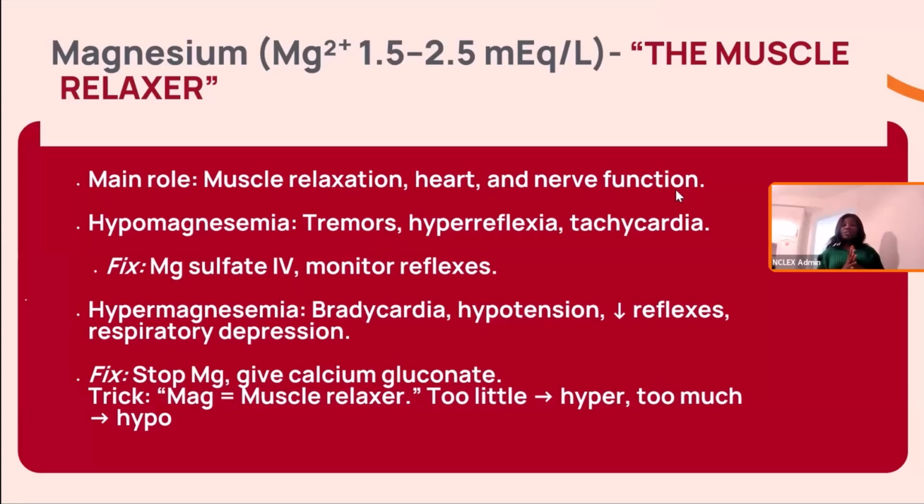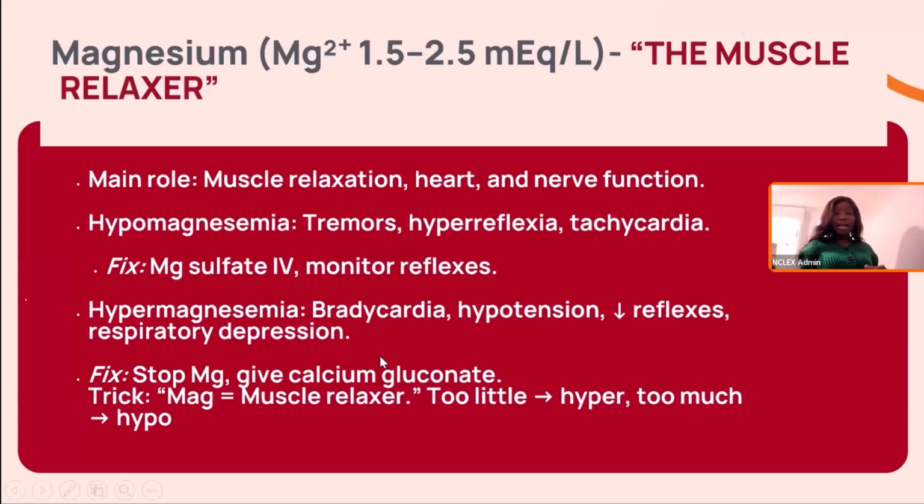So the main role is muscle relaxation. It has effects on the heart and the nerves. So if you do not have enough magnesium, that is hypomagnesemia, you're having some tremors, there's hyperreflexia, and then the heart rate is increased. So magnesium is low. If I want to fix it, magnesium sulfate. And then we monitor the reflexes because the low magnesium is causing high hyperreflexes, okay?